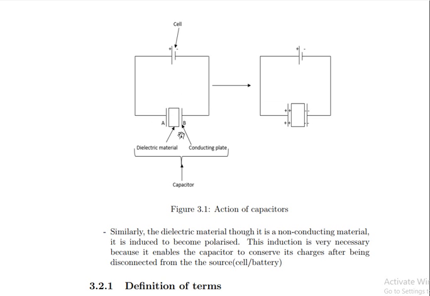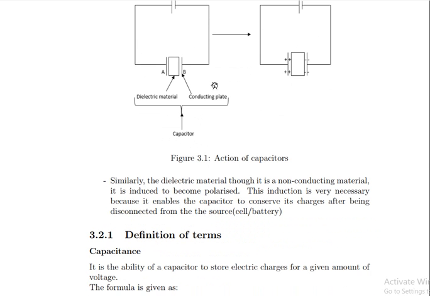So this is how a capacitor is. A capacitor consists of two plates with dielectric material which is situated inside here. So this is the conducting plate here, and this conducting plate is going to be negatively charged due to the movement of electrons here, and it's going to be positively charged due to the movement of electrons out of the plate A. So this is the action of capacitors.